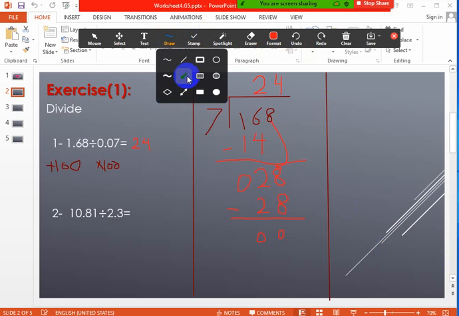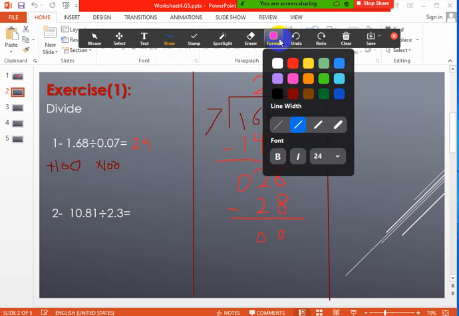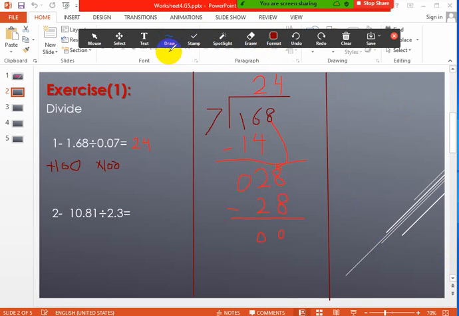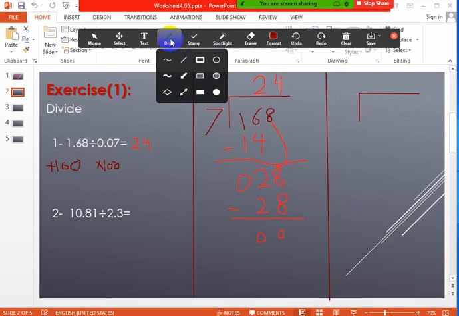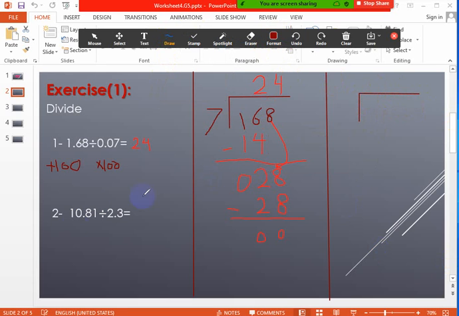So this is the first exercise. Now let's divide the second one. The second one is 10.81 divided by 2.3.